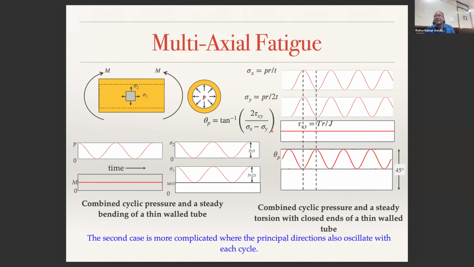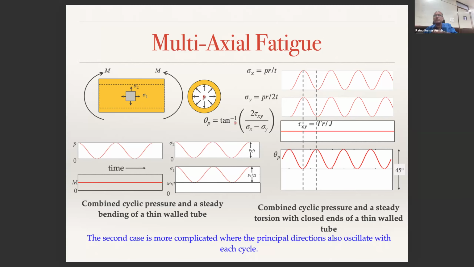If that is varying as a function of time, with time on the x-axis, you have a pressurized cycle and then depressurizing. So that means sigma P goes from 0 to some value. Then it will cycle like that, PR by T, PR by 2T, sigma x and sigma y. And in this particular case, you don't have shear stress because that is 0.